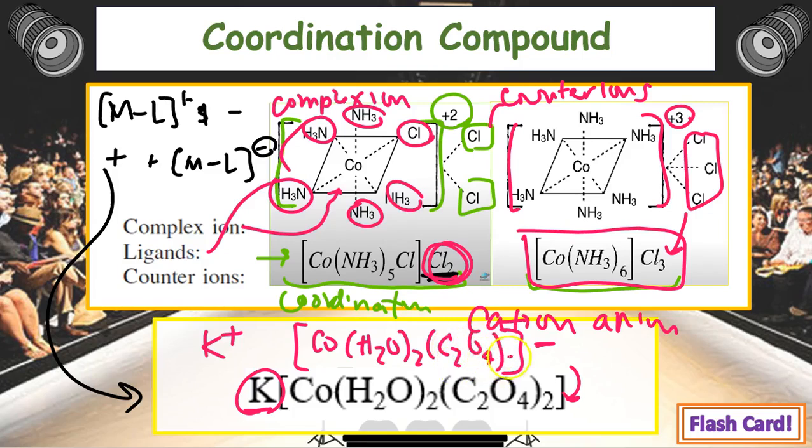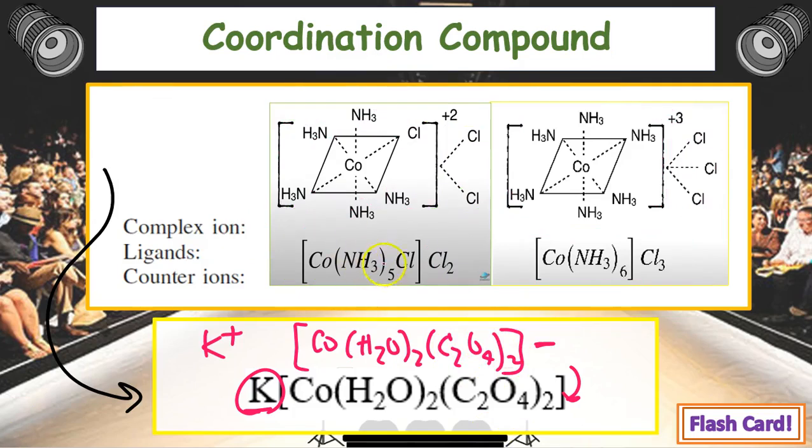a minus charge for this complex ion. Same thing here and here. This entire complex is going to be a +2 charge, and then the chlorine is going to be that -1 charge, and of course there's 2 chlorines here.